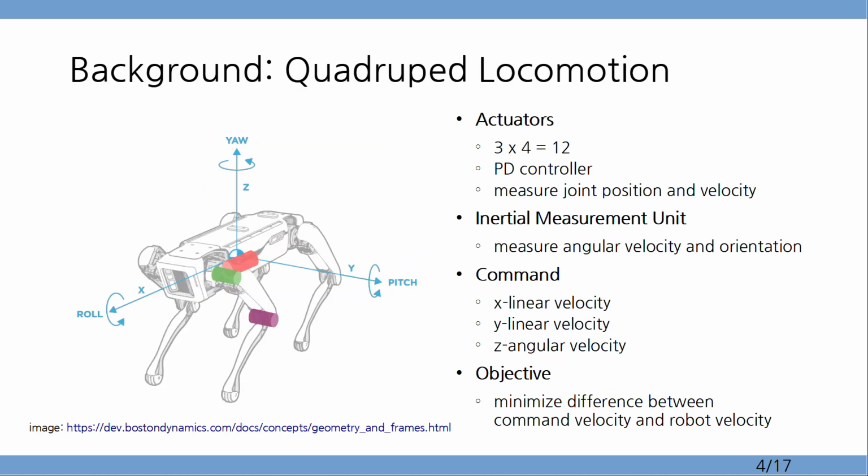To set the stage, let's look at quadruped locomotion. These robots have 12 actuators, 3 per leg, controlled via a PD controller. They rely on an inertial measurement unit for angular velocity and orientation, and joint encoders for position and velocity data. The goal is simple yet challenging: follow a command velocity defined by linear velocities in the x and y directions and an angular velocity around the z-axis.